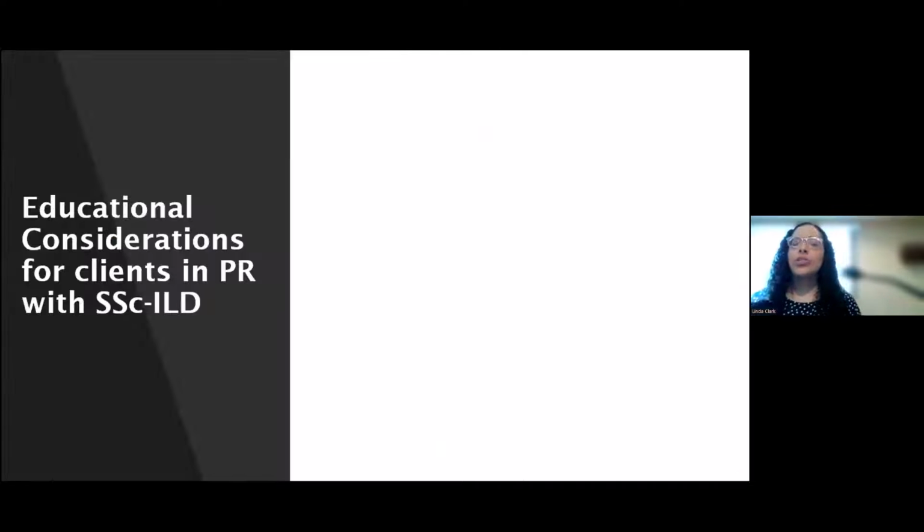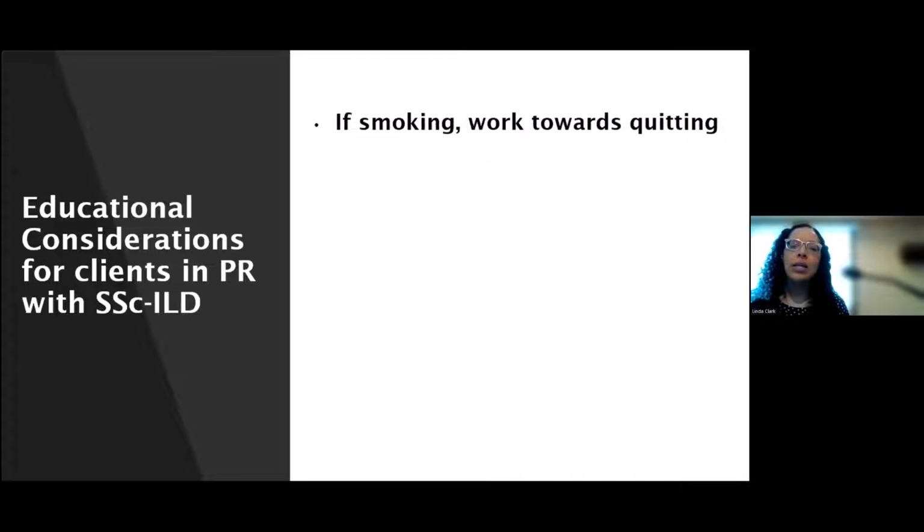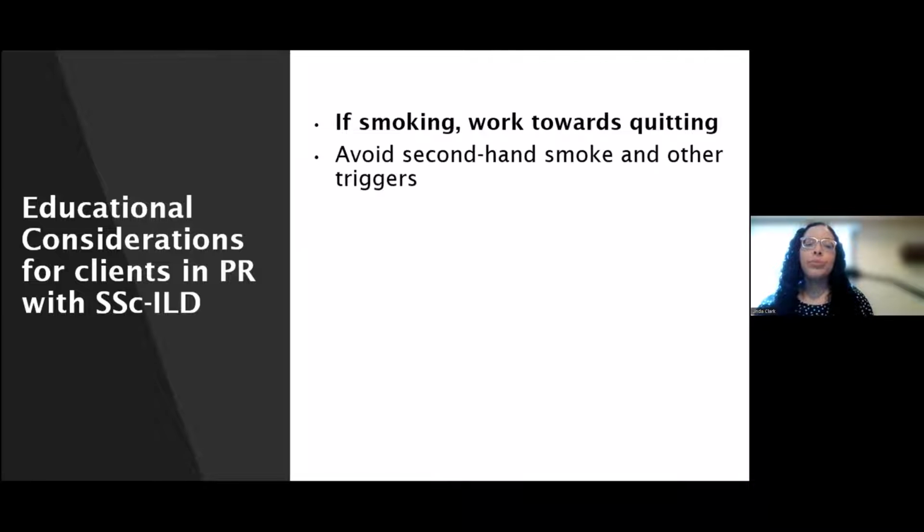Some of the key educational considerations for clients in pulmonary rehab with scleroderma-related ILD might include, well, this may be for everyone, of course, if smoking, work towards quitting. And that's something that we also provide in the program. We do take people who may be trying to quit smoking as well in the pulmonary rehab program, and we'll provide them with some behavioral support, behavioral guidance for working towards quitting.